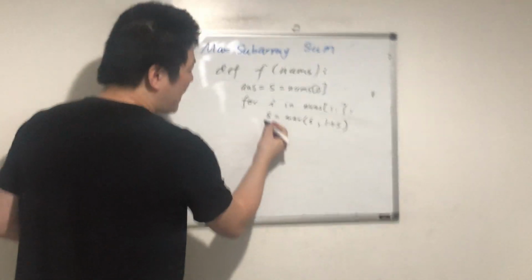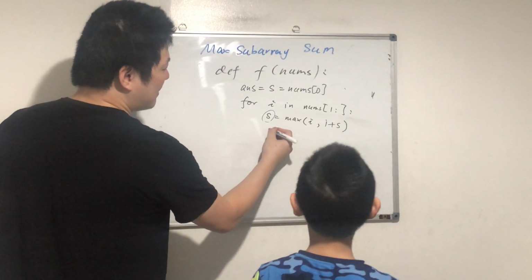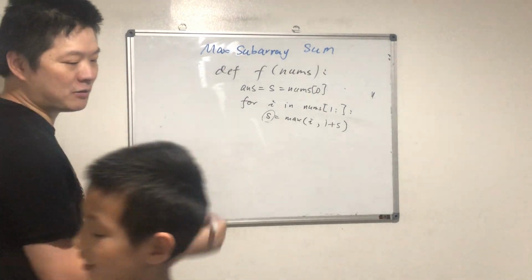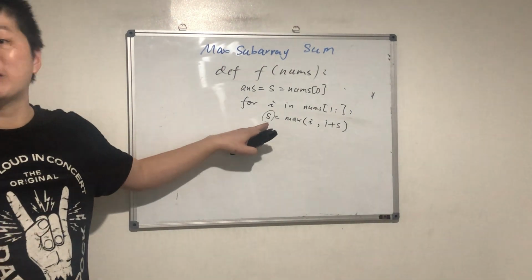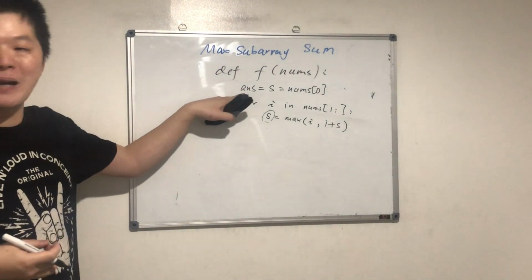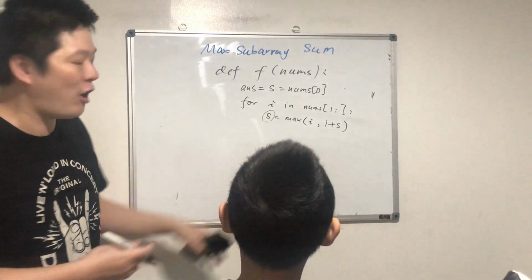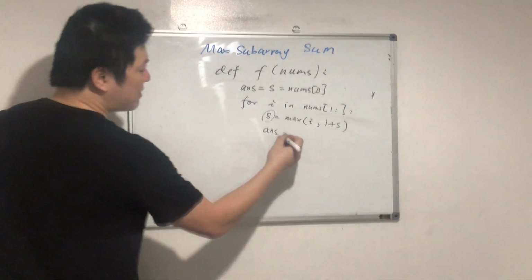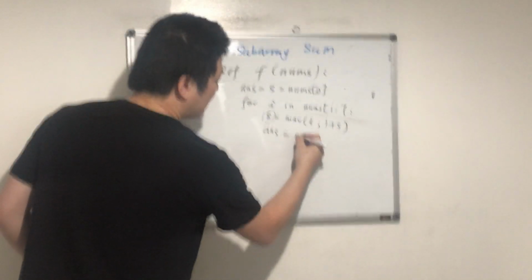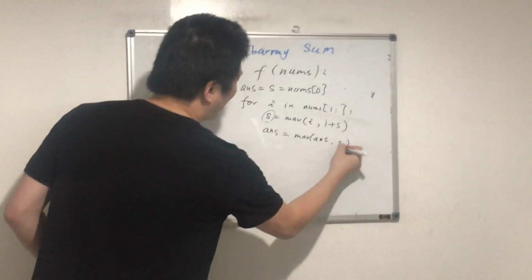Okay, then I have this current sum, and what should I do here? Now we have the current answer. We want to check if it's bigger than the global answer, right? So we can say if S is bigger than answer, then answer equals S. Or we can use the max function: answer equals max of answer and S.